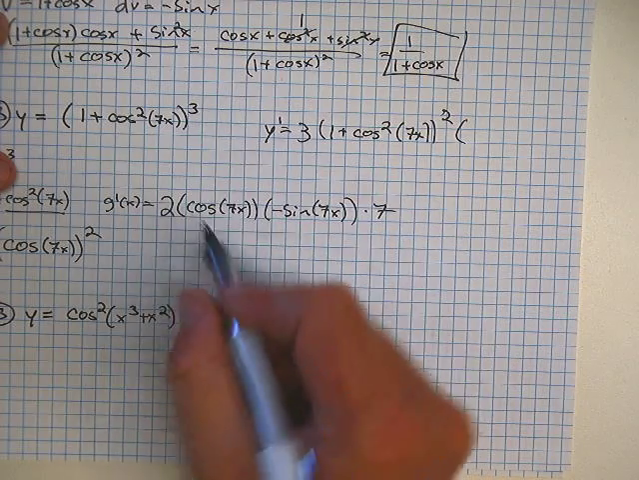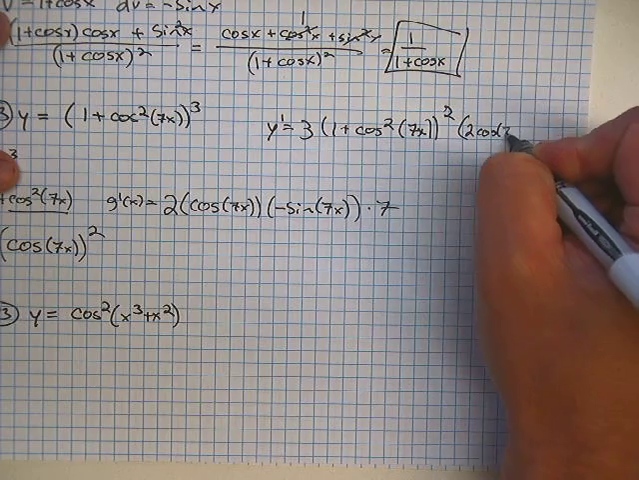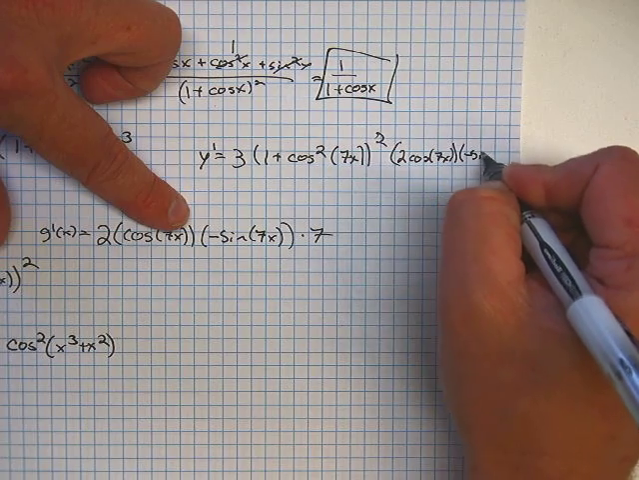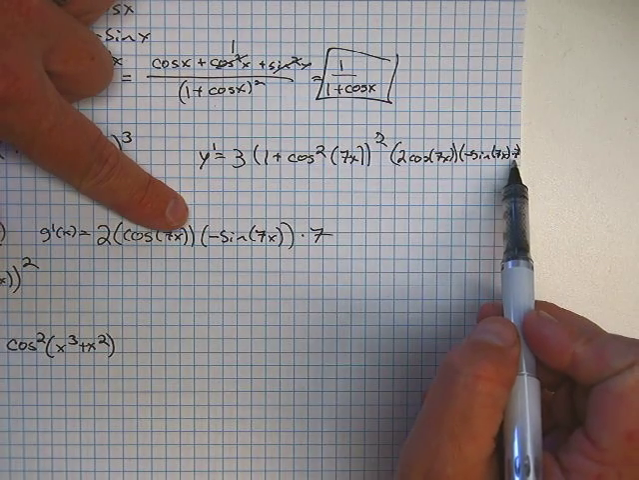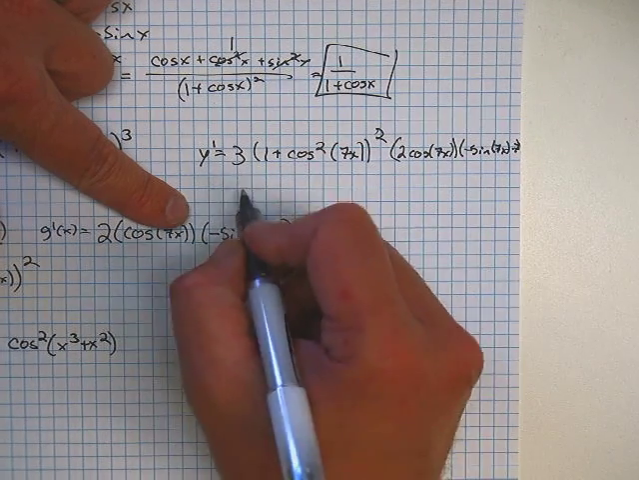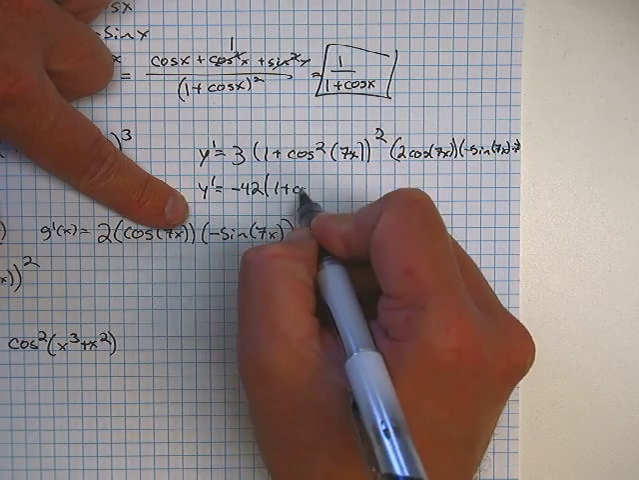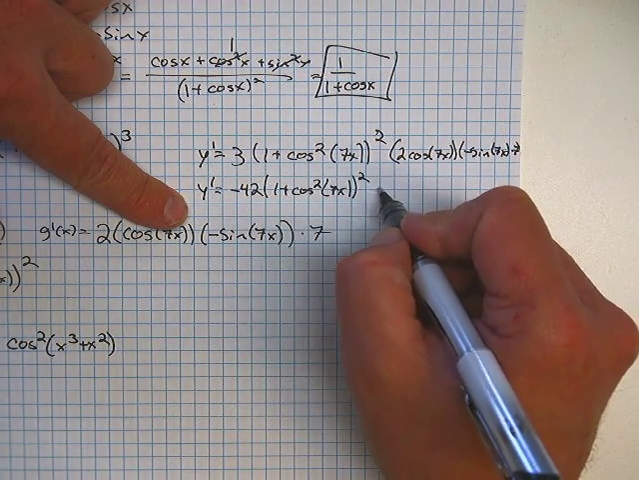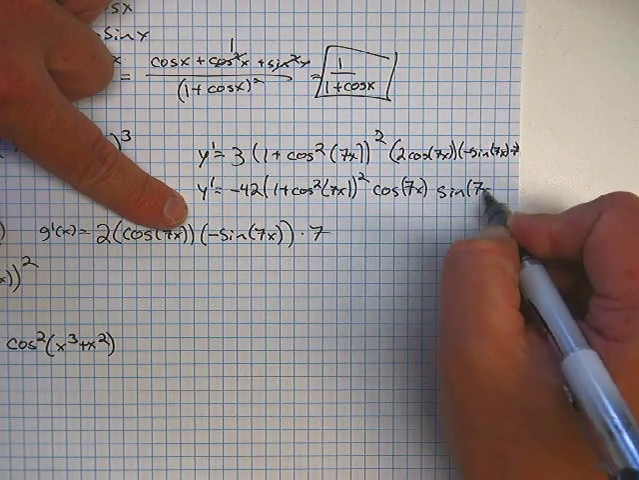And there's your derivative. I would go through and simplify this, but this is going to be 2 times cosine of 7x times negative sine of 7x times 7. I know my writing's really small, but you got a 7 here, a 2 here, and a 3 here, and a negative 1. So 7 times 2 is 14, times 3 is negative 42. So y prime equals negative 42 times 1 plus cosine squared of 7x, squared, times cosine of 7x times sine of 7x.